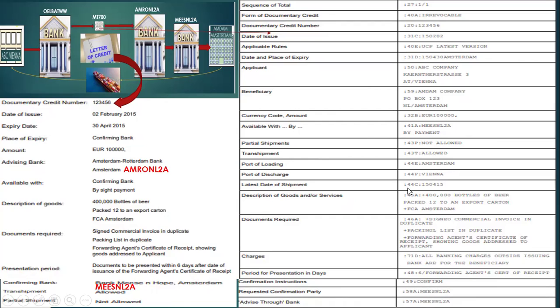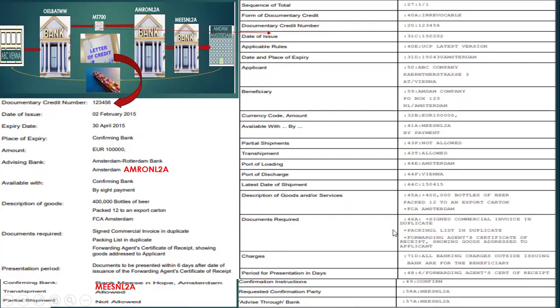Okay, so next is latest date of shipment, 44C, and description of goods and/or services. It has been provided that it is 400,000 bottles of beer, packed 12 to an export carton, FCA Amsterdam. Those are the information sent by the Amsterdam company and provided in this field, which is 45A.